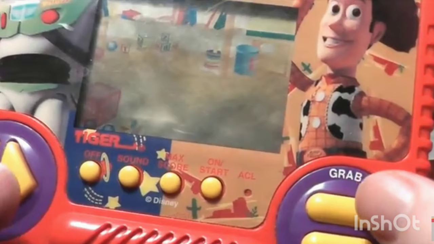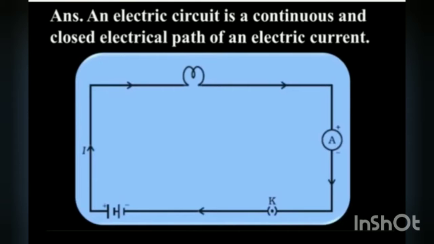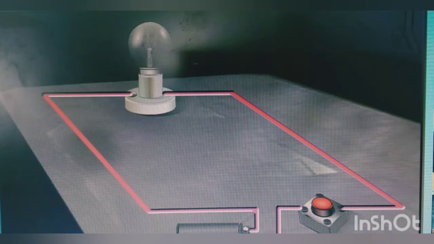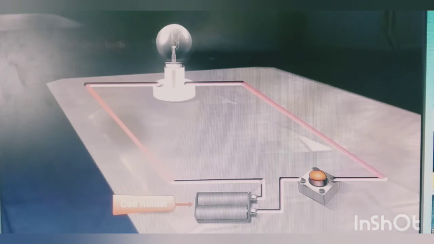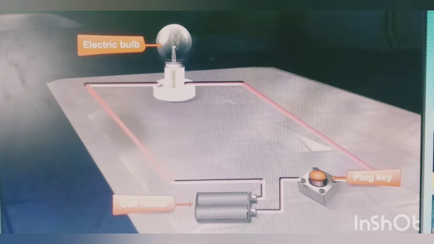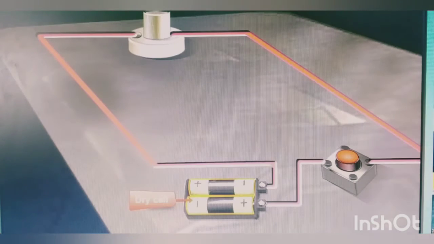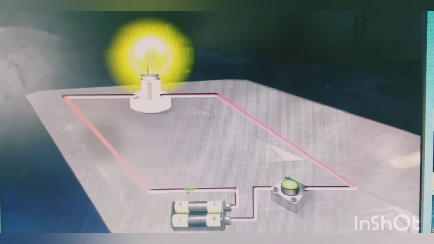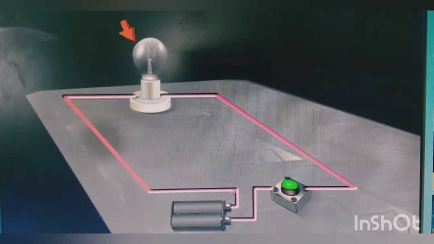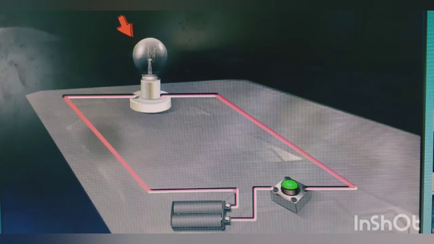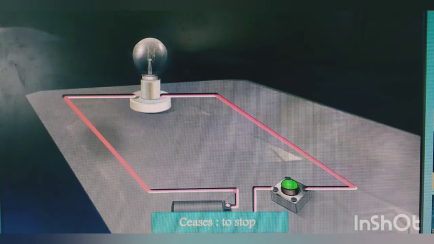Now let us see the electric circuit. An electric circuit means a continuous and closed electrical path of an electric current. When a cell holder, an electric bulb and a plug key are connected by connecting wires as shown in the figure, and a dry cell is fitted in the holder, then the bulb lights up by closing the plug key. This means that a current flows through the circuit and the bulb lights up. On the removal of the cell, the electric current flowing through the circuit stops, as indicated by the bulb which ceases to glow. Ceases means stops to glow.